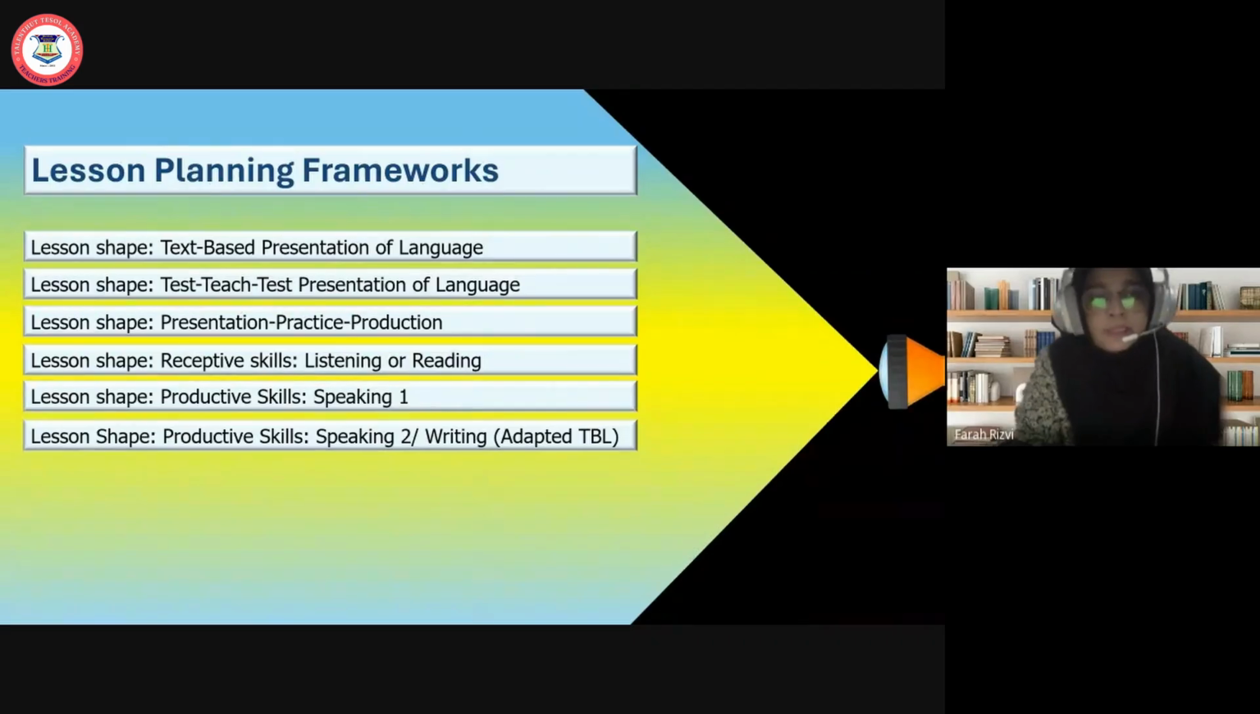And one more important thing, during CELTA, the elements of each lesson plan shape are the same. Every lesson shape has stage, aim, procedure, material, interaction pattern, time, and anticipated problem. But the staging for each lesson shape is different.